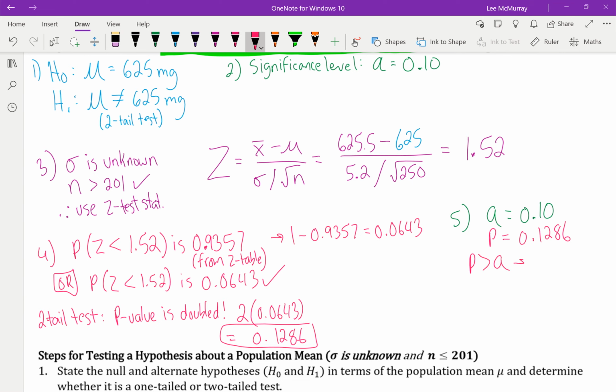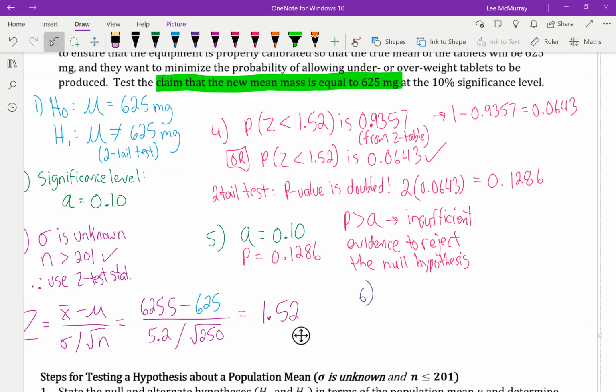As a result, we go to that chart, and the chart says if the p-value is greater than alpha, we claim that there is insufficient evidence to reject the null hypothesis. And then our last step would be to rewrite that claim statement based on our decision here in step 5.